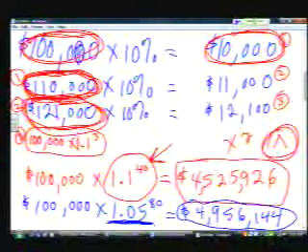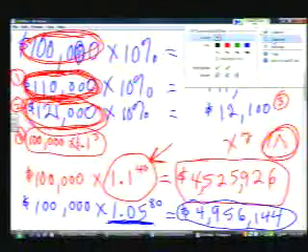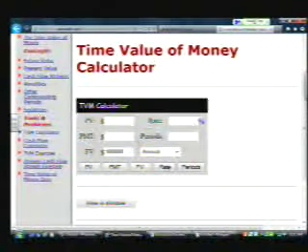So let's see how this thing looks with the time value money calculator. Let's see if we can do this with the time value money calculator. All right, go back over here to the time value money calculator. We don't know what the future value is going to be. We're going to take the present value and put in 100,000 just like we did. I'm going to put 10% in here for the rate.